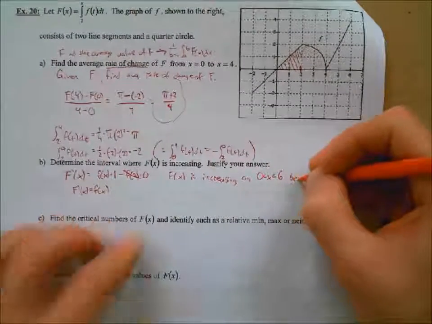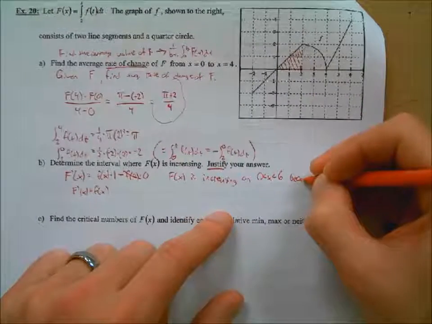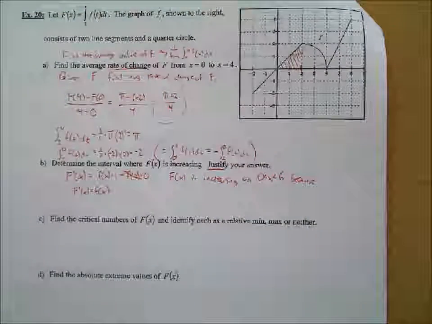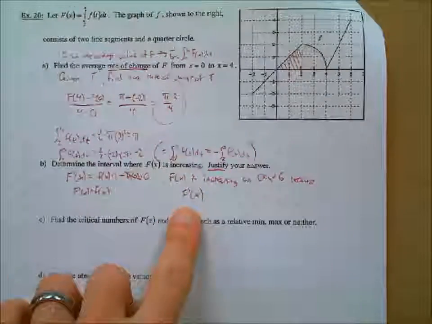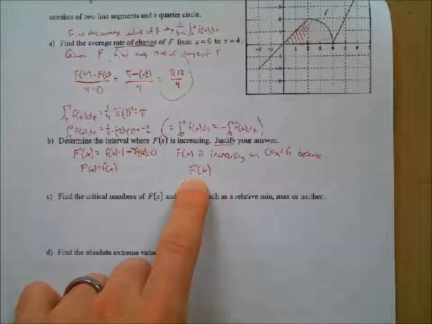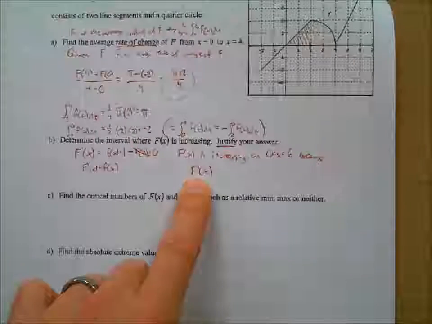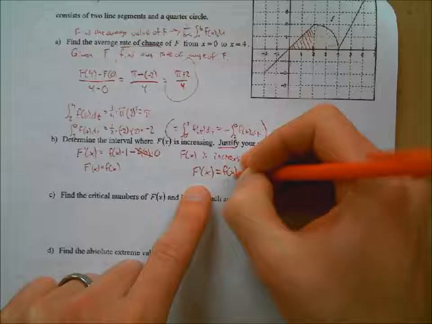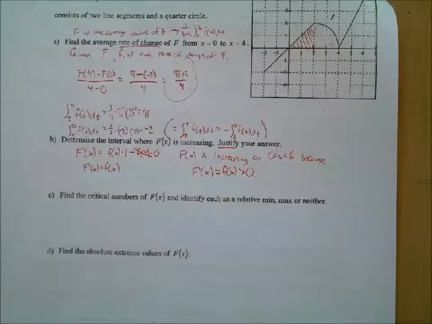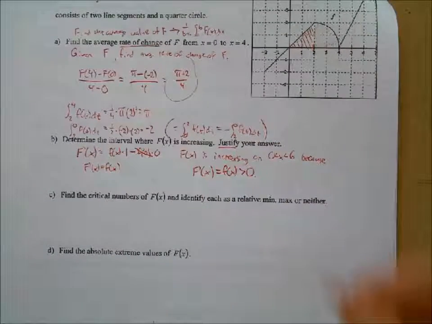Justify your answer. So because, and here again, you might be able to get away with just saying capital F prime of x is greater than 0 here. But I like to say capital F prime of x, which is equal to f of x, is greater than 0. Okay, on this interval. Maybe I should put that here too.